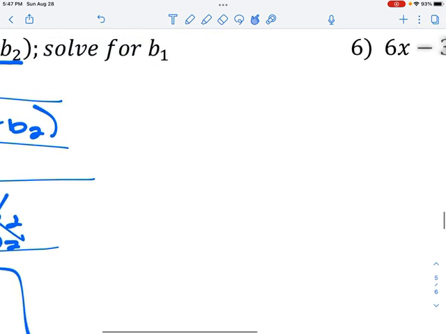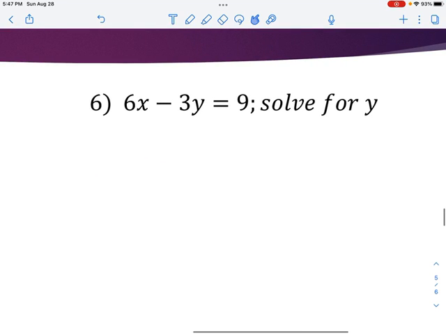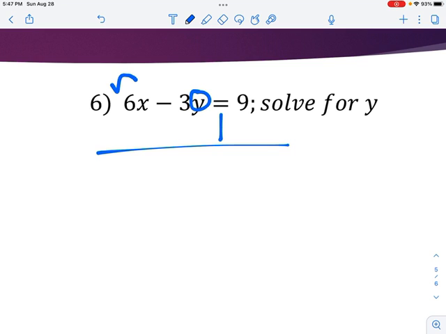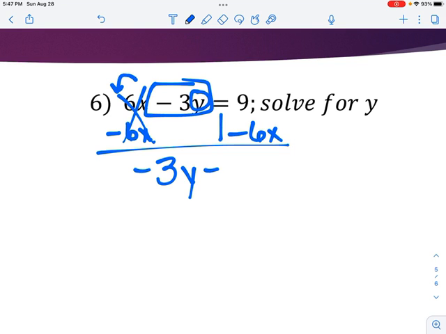All right, let's take a look at this last one here. On number 6, we're going to solve this one for y. So I want to get y by itself. So to do that, I'm going to get rid of the 6x. I look in front, it's a positive, so I'm going to minus 6x from both sides. Don't forget that negative is attached here. So negative 3y equals negative 6x plus 9.